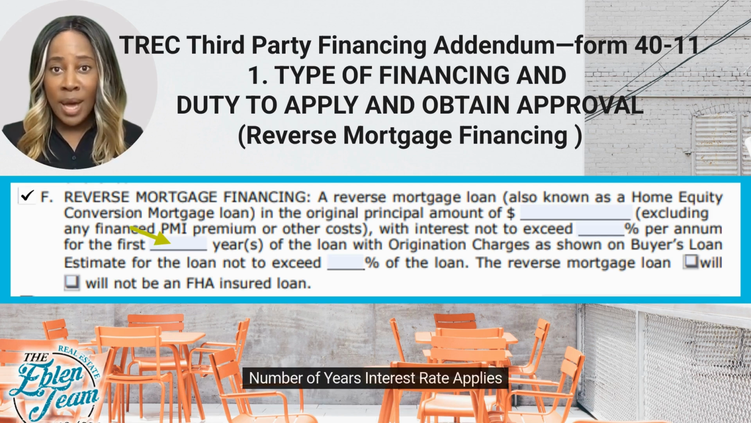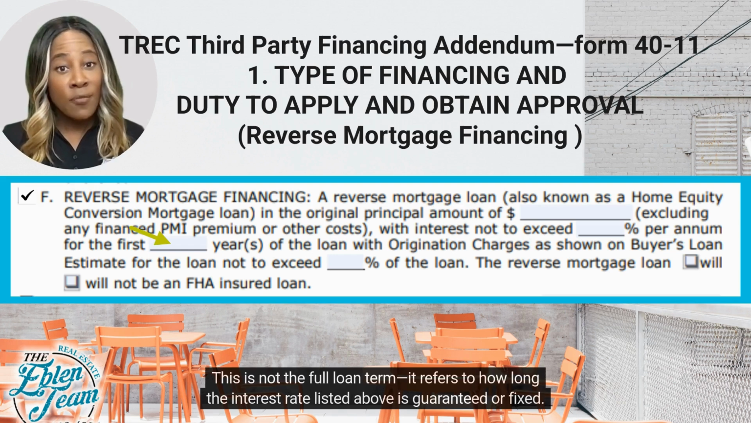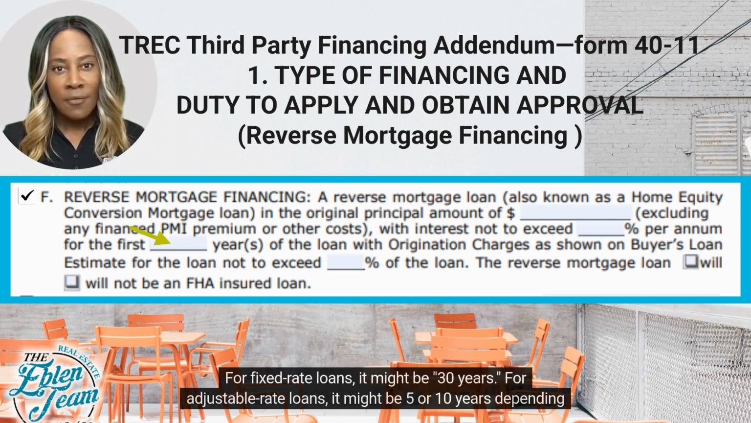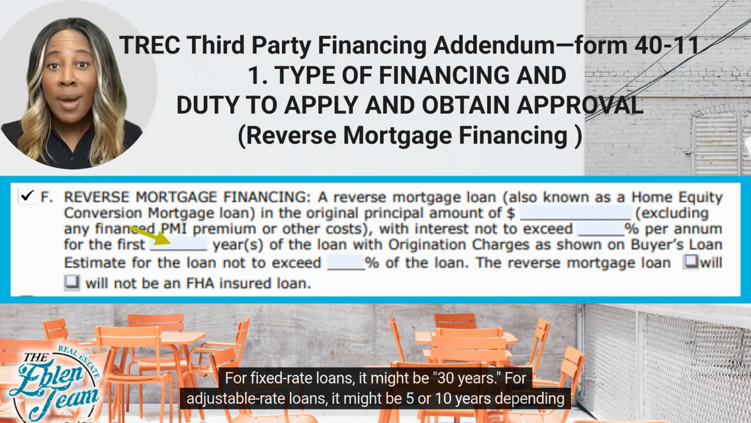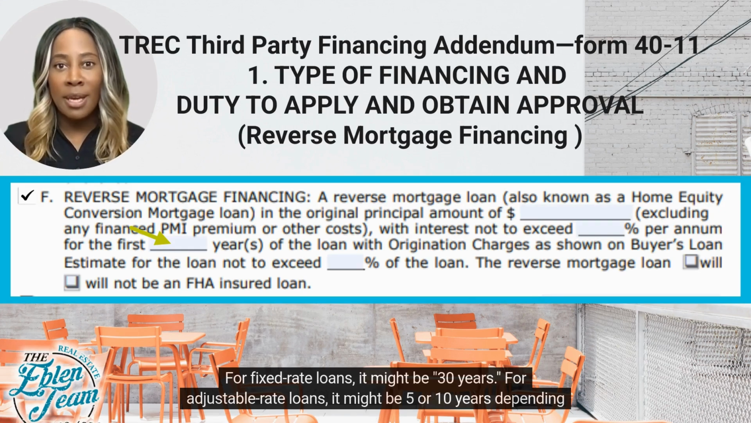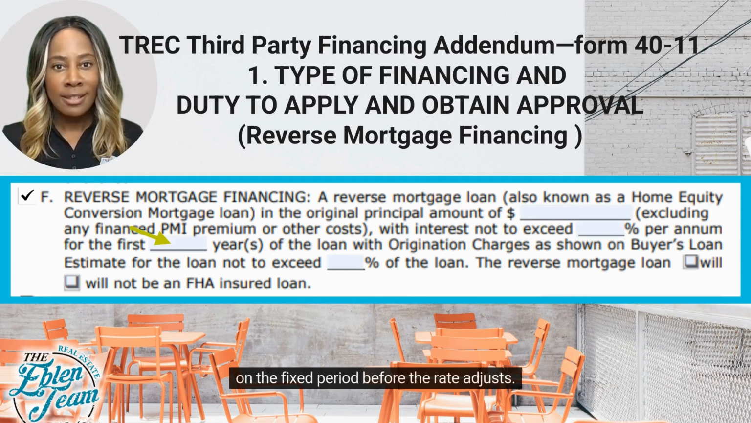Number of years interest rate applies. This is not the full loan term. It refers to how long the interest rate listed above is guaranteed or fixed. For fixed rate loans, it might be 30 years. For adjustable rate loans, it might be 5 or 10 years, depending on the fixed period before the rate adjusts.